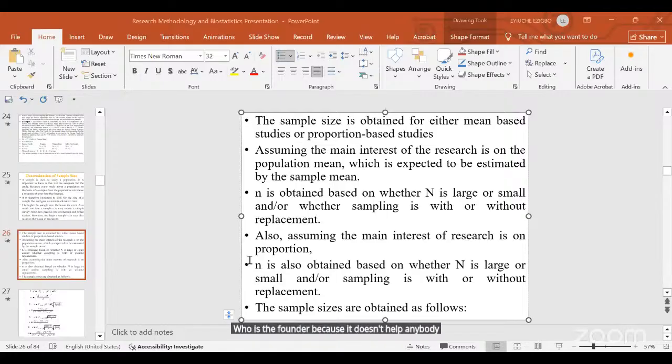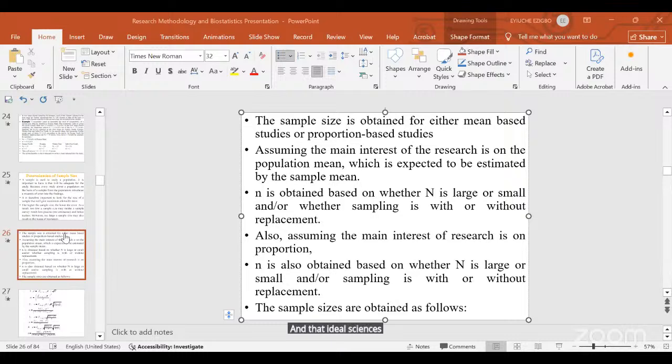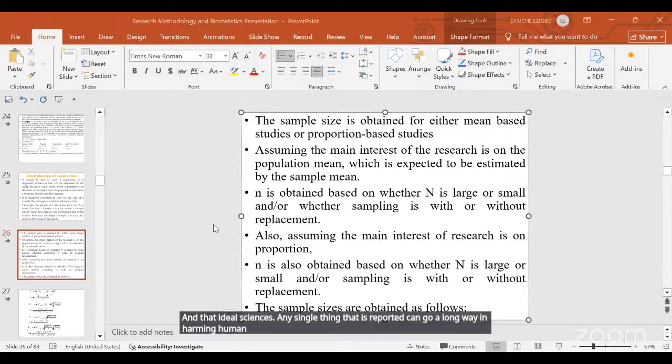When you are reporting what you did not do exactly the way you did it, especially for all of you that are in health sciences, any single thing that is reported can go a long way in harming human beings or improving the lives of human beings. And that is why we must be very sincere with whatever thing we are doing.